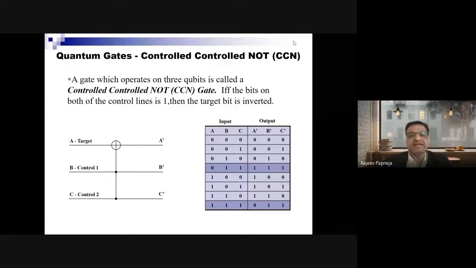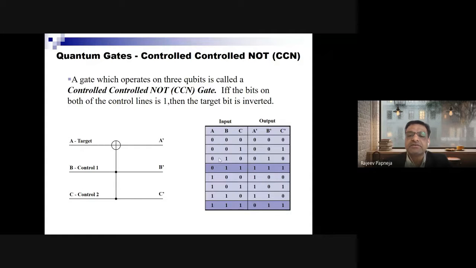It's a CCN gate. Now this gate operates on 3 qubits, and it's called a CCN gate. If and only if the bits on both the control lines B and C are 1, then the target bit is reversed or inverted, otherwise it is not. So look at the table on the right. If you see row number 2, control C is 1, but because B is 0, A is not reversed. A is 0 and A dash is 0.